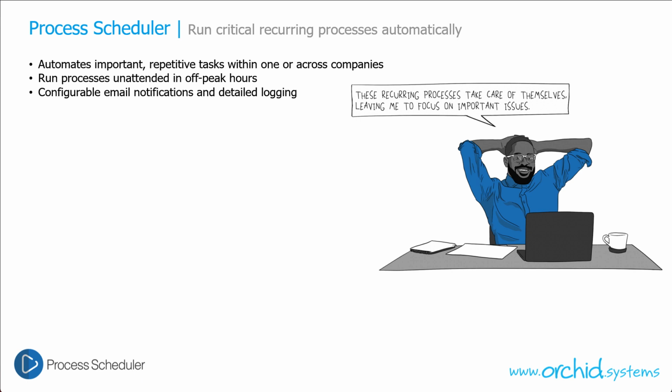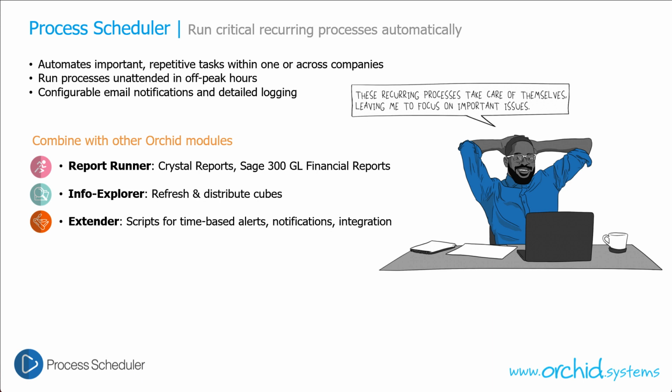It is very often combined with other Orchid modules such as Report Runner to run Crystal reports and Sage 300 General Ledger financial reports, with Info Explorer to refresh and distribute cubes with different parameters and send them to the relevant stakeholders such as warehouse managers or salespeople, and with Extender to run scripts for time-based alerts or notification or to trigger some integration to other systems.